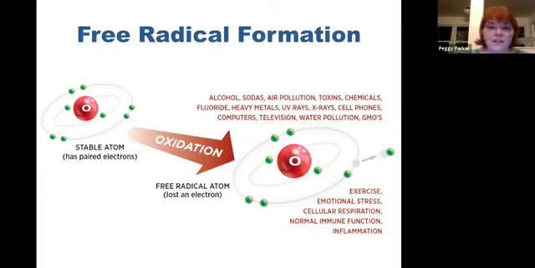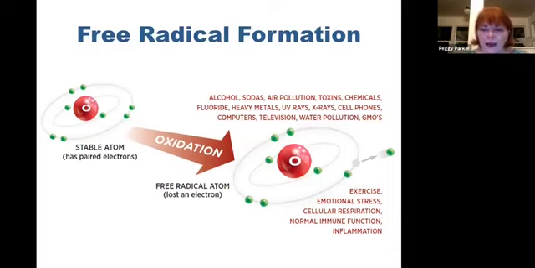Exposure to X-rays or UV rays or heavy metals or different kinds of toxins and air pollution, some of the things that we eat like alcohol, sodas and sugar, some of the things that we expose ourselves to, like we all are right now as we sit in front of our computers or TVs or cell phones, or water pollution, or a mechanical action like starting an engine, even things in our body, like our normal immune function, inflammation, the way our cells breathe, emotional stress, all of those things can create a free radical. And you'll know more about this later.